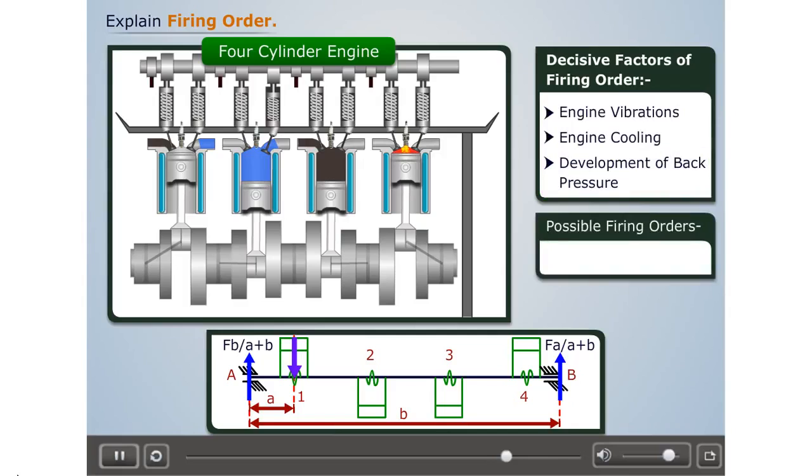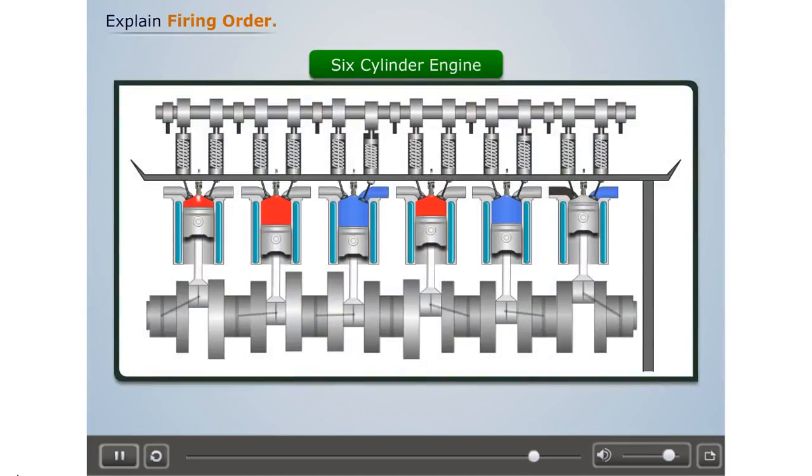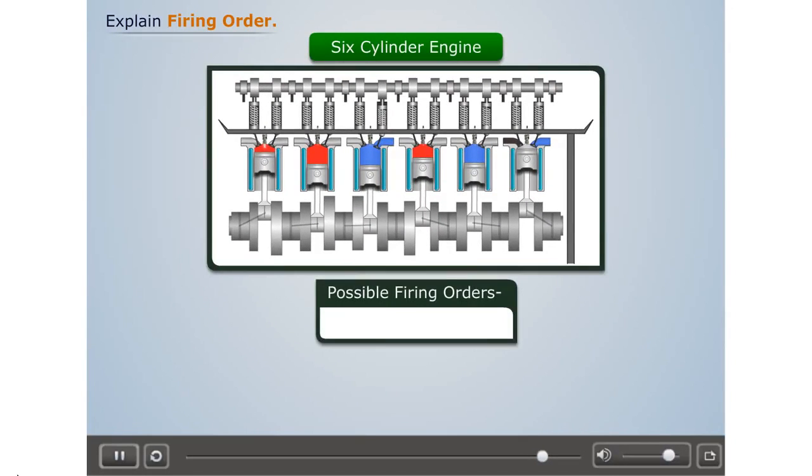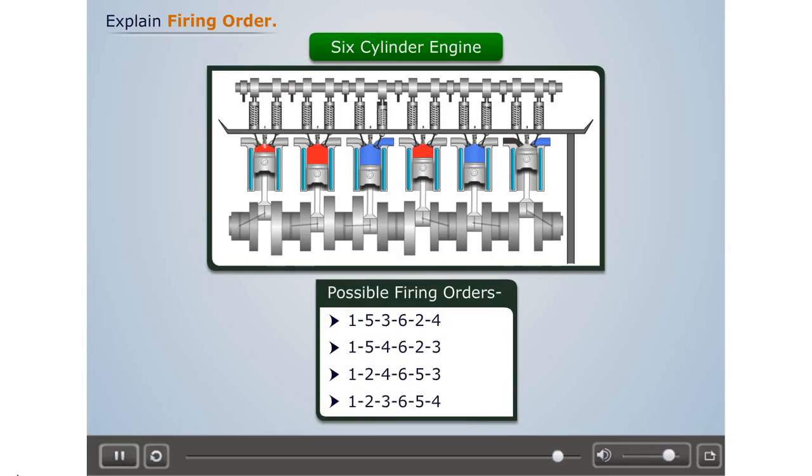Thus, the possible firing orders for a 4-cylinder engine can be 1, 3, 4, 2 or 1, 2, 4, 3. The firing order 1, 3, 4, 2 is used more commonly. Similarly, for a 6-cylinder engine, the possible firing orders can be 153624, 154623, 124653, and 123654. But the firing order 153624 is most commonly used.